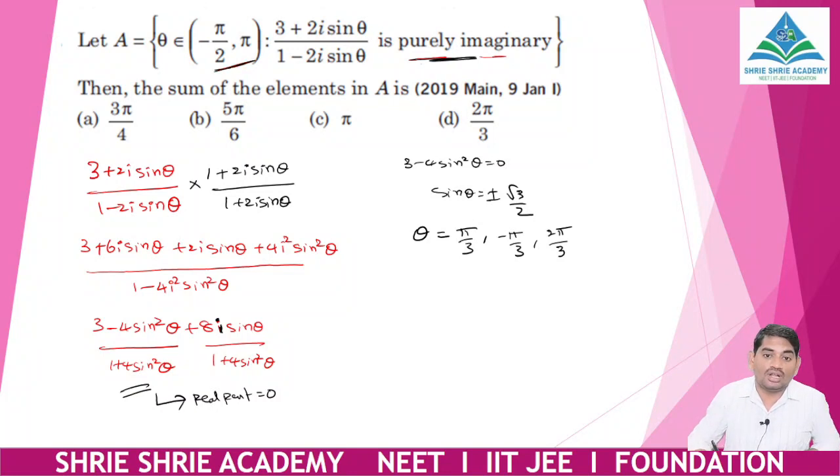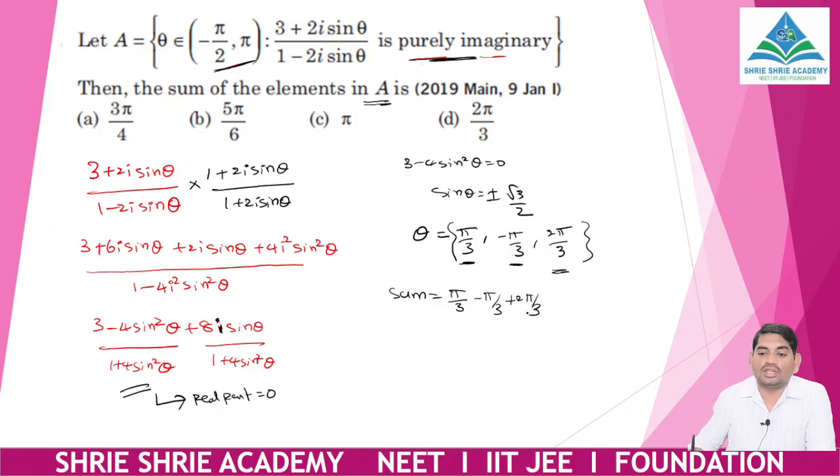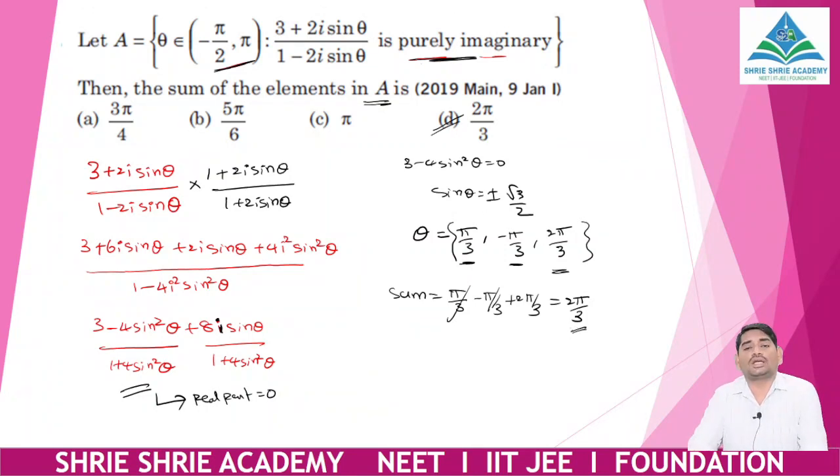In the question they have clearly given the interval minus 90 to 180 only. So theta is equal to pi by 3, minus pi by 3 and 2 pi by 3. All these three values lie in this interval minus 90 to 180. They are asking for the sum of the elements in this set. In the set we have these three elements. So the sum is pi by 3 minus pi by 3 plus 2 pi by 3. These two terms cancel, we got 2 pi by 3. So the fourth option is the correct answer.